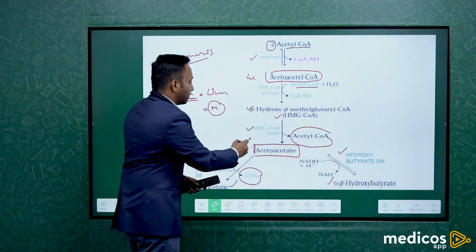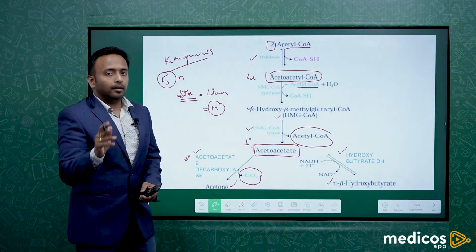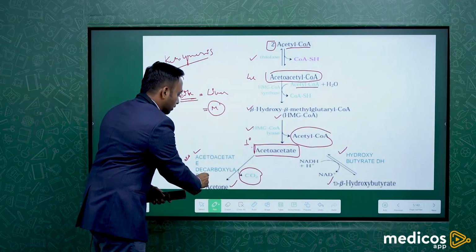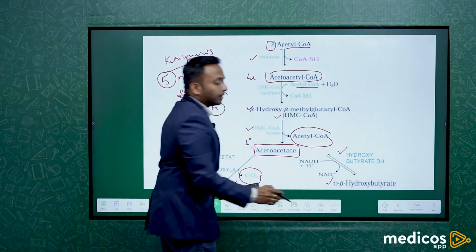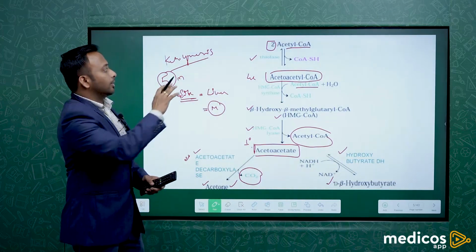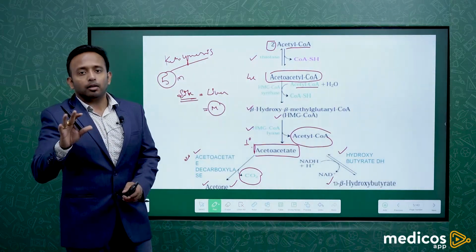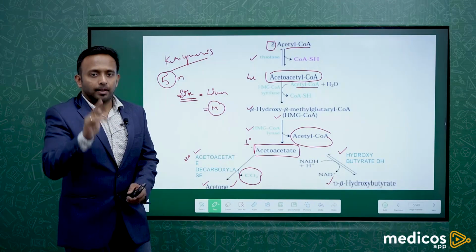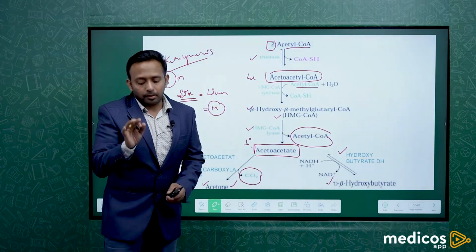So the primary ketone body is acetoacetate. The secondary ketone bodies are acetone and beta hydroxybutyrate. These are the two secondary ketone bodies in ketogenesis or ketone body synthesis, occurring where? It is occurring in the liver. In the liver, what is the site?